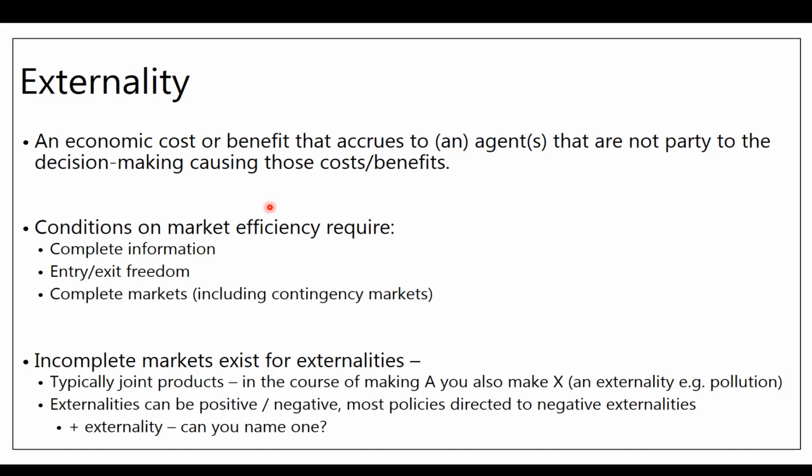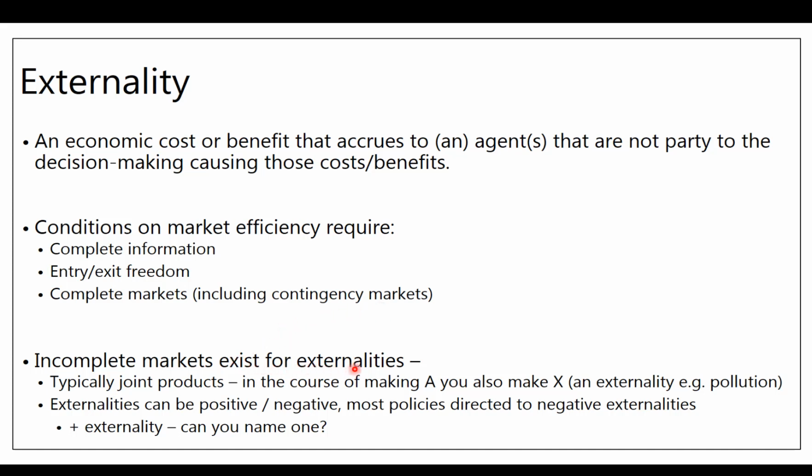So conditions on market efficiency, just to remind us of those: complete information, freedom to enter and exit, and then of course complete markets including contingency markets. So you can get anything you want insured, or you can buy an option on anything, if you like to think of it that way.